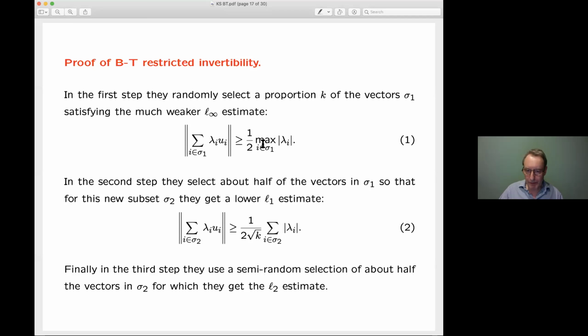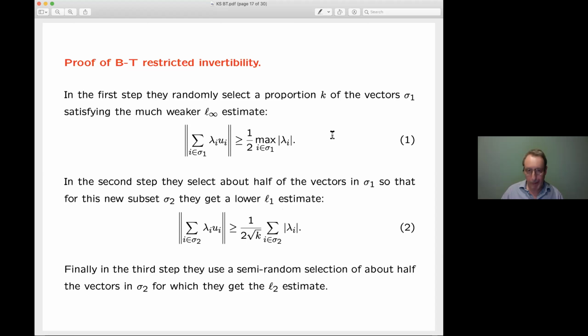So they first prove a lower infinity estimate, then a lower L1 estimate, and then finally, in the third step, they use another selection, a sort of semi-random selection, in which they get the L2 estimate. So there are these 3 steps, completely different in character. And the middle one is completely magical. The third one is magical as well, but in a way it's less magical given the knowledge that was available at the time. But the second one is rather marvelous.